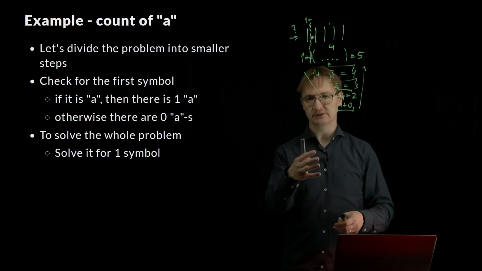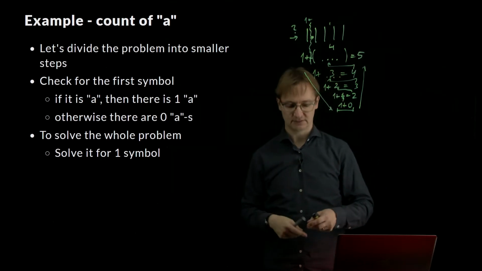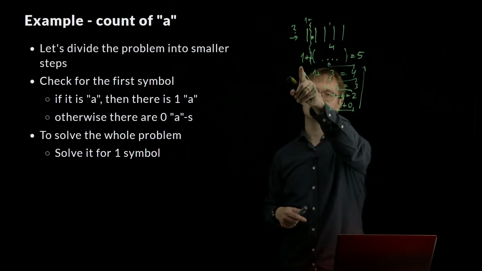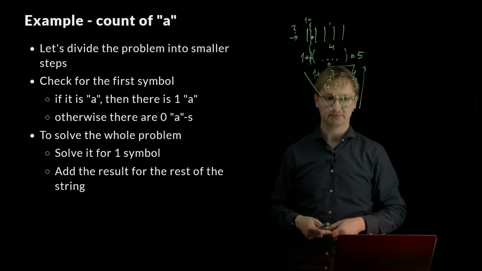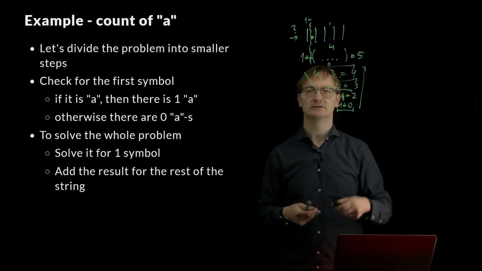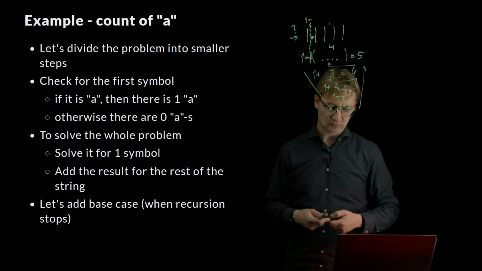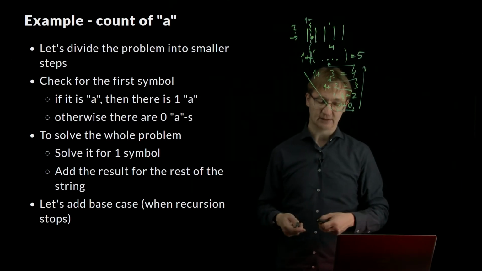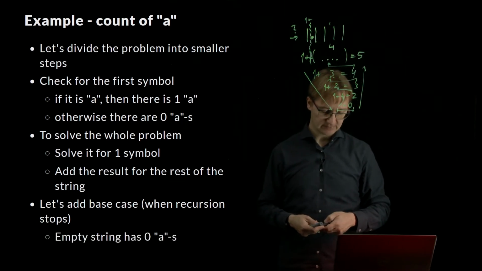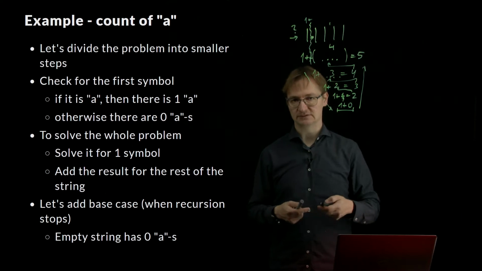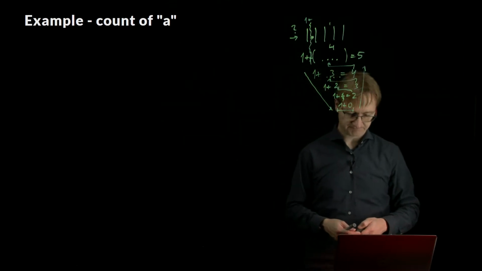Whether the first symbol is A or not A, here I always add 1, but depending on the first symbol, I can say whether I add 0 or 1. And then we add the solution for the rest of the text. And we have to have a base case, so that's the condition where the recursion is terminated. The base case can be if the string is empty. If the string is empty, there are certainly 0 A's.